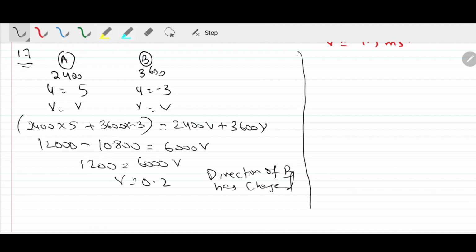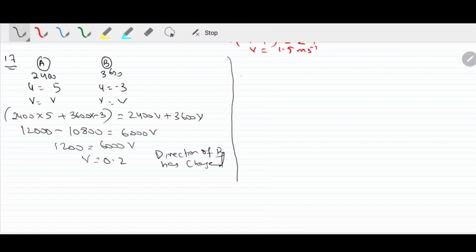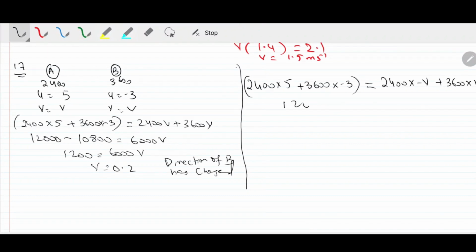the initial momentum will remain the same, that is 2400 into 5 plus 3600 into minus 3. After the collision they are moving in opposite directions, so it means that the direction of A has changed negatively and the direction of B has changed positively. So this becomes 1200 V, and V is 1 meter per second.